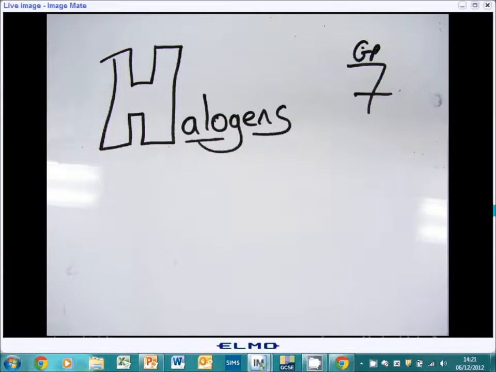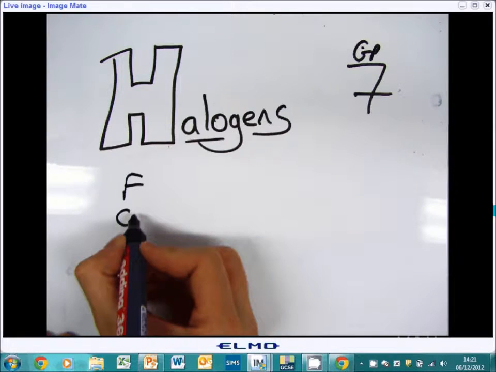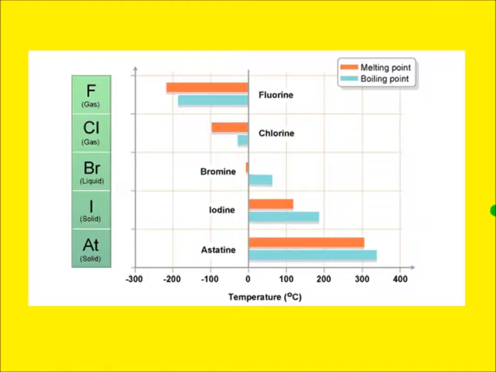The halogens are in group 7 of the periodic table. Going down from the top, you have fluorine, chlorine, bromine, iodine, and astatine.